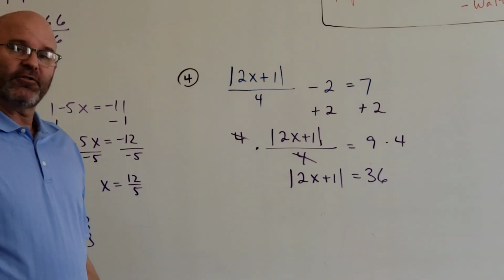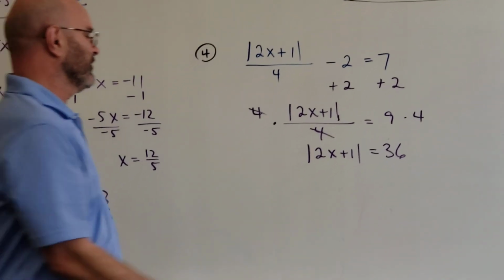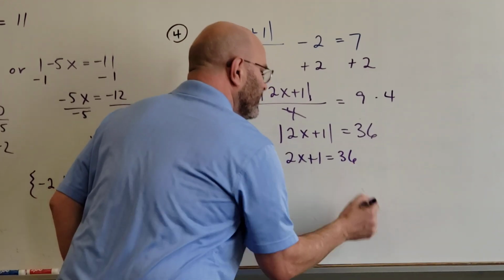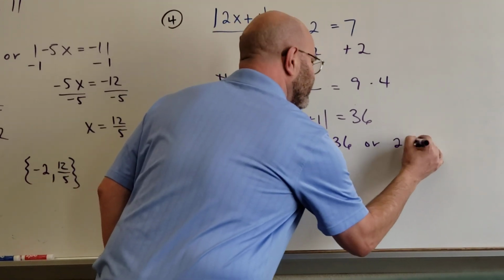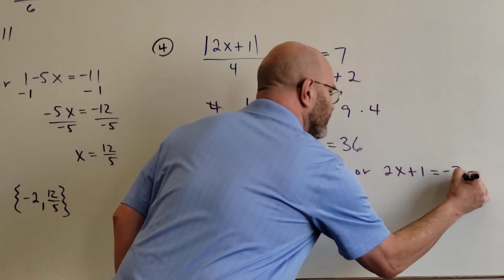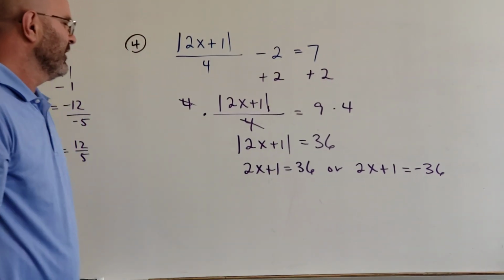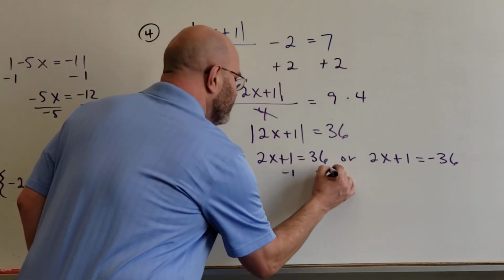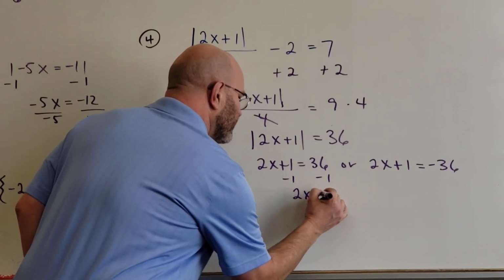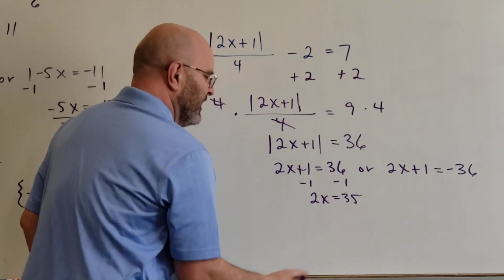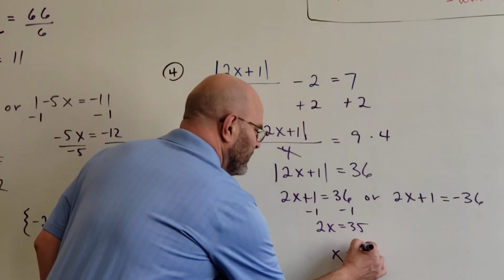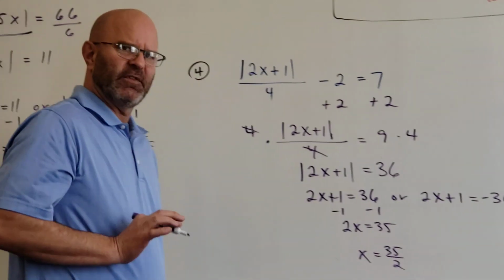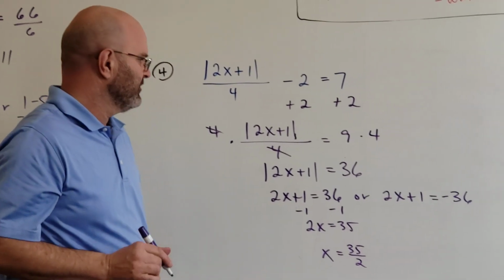So now we're ready for our 2 equations to get our 2 answers. If what's inside is equal to 36, we're good. If what's inside is equal to negative 36, we're good. So to finish this problem off, I'll subtract 1. That gives me 2x equals 35. And after I divide by 2, it looks like we're getting a fraction. I think this is the same thing as 17 and a half.